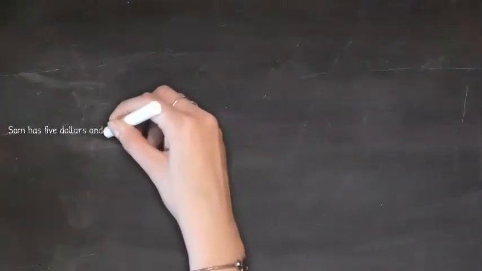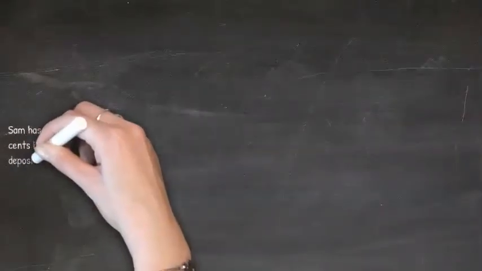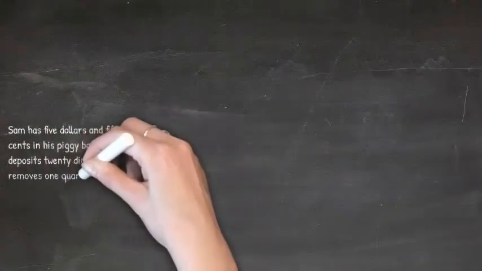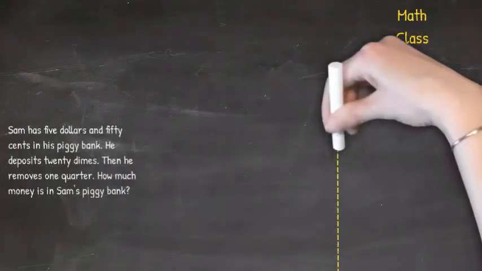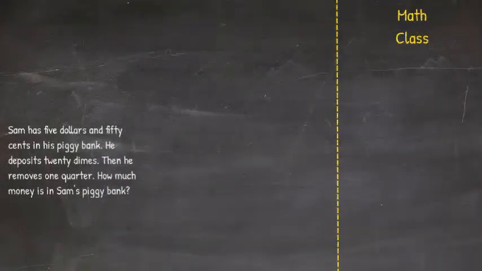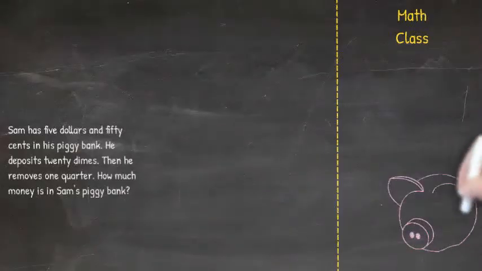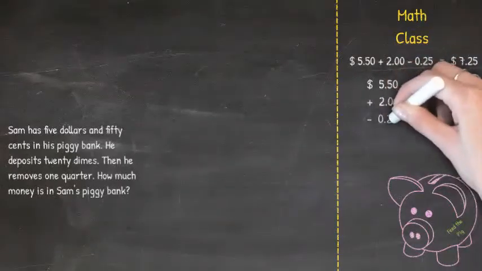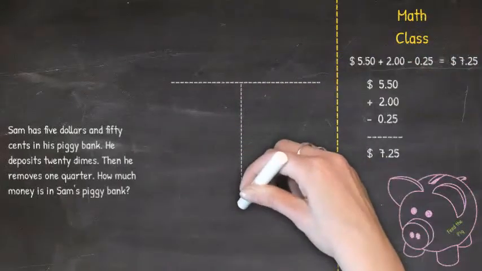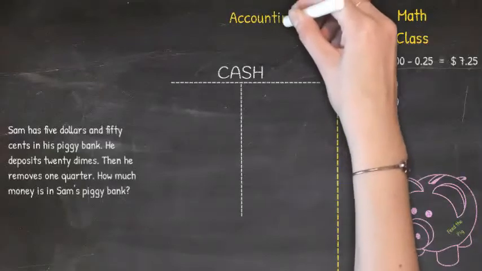Sam has $5.50 in his piggy bank. He deposits 20 dimes. Then he removes 1 quarter. How much money is in Sam's piggy bank? If this was your third grade math class, you would currently be experiencing flashbacks to some word problem trauma. And you'd structure your answer something like this, or this. A T account is just another way to structure or write down a simple addition and subtraction problem.